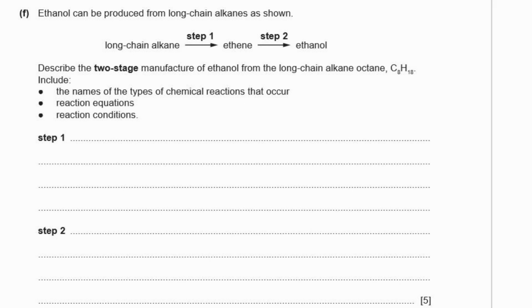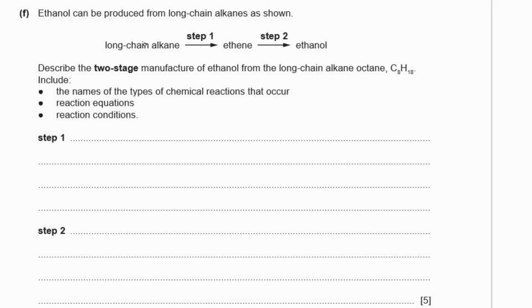F. Ethanol can be produced from long chain alkanes as shown. So we start with a long chain alkane. We have to obviously break it because ethene only has two carbons. And then we have to add water to make it into ethanol. So describe the 2-stage manufacture of ethanol from the long chain alkane octane, C8H18, and you have to include the names of the types of chemical reactions that occur and the reaction equations and the reaction conditions.